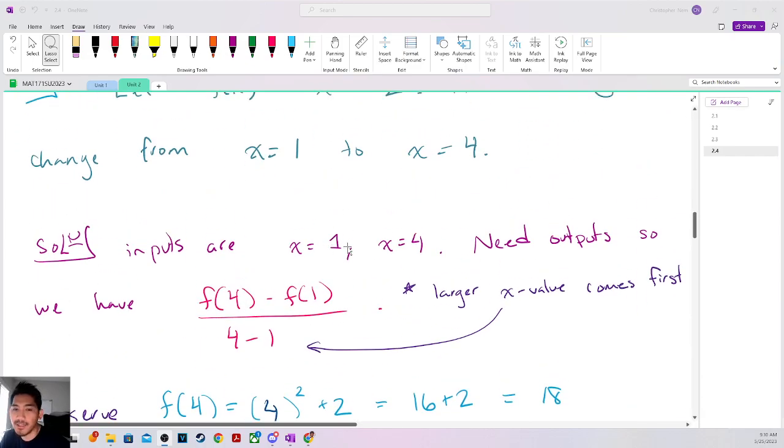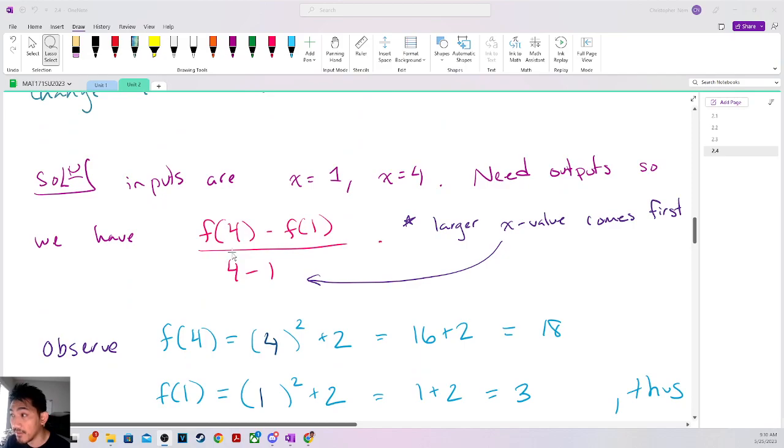So here's the solution, x equals 1, x equals 4. I need the output, so we have this notation. f of 4, this is the output, minus f of 1, the other output, over the second input, subtracting each other. x2 minus x1, y2 minus y1. All right, the larger value always comes first for the input. So 4 minus 1 instead of 1 minus 4 because we want a positive denominator. Okay, and that means this has to be the bigger value for the inputs. The outputs can be smaller, I don't know, but what I plug in has to be the bigger value.